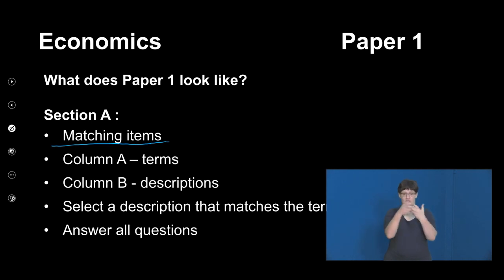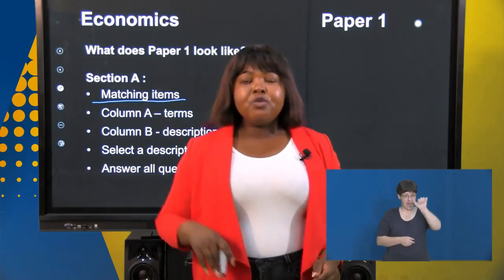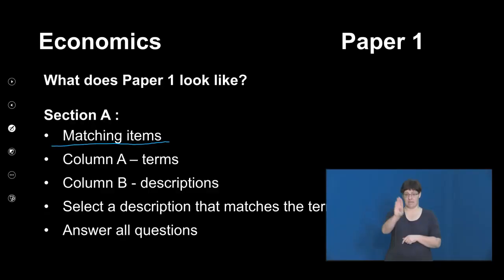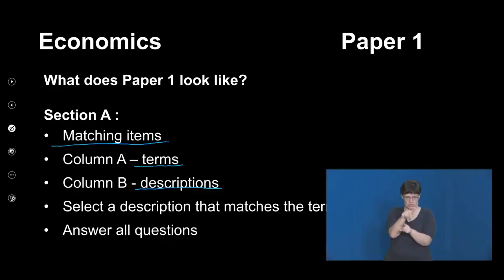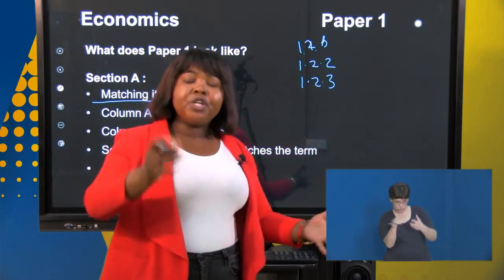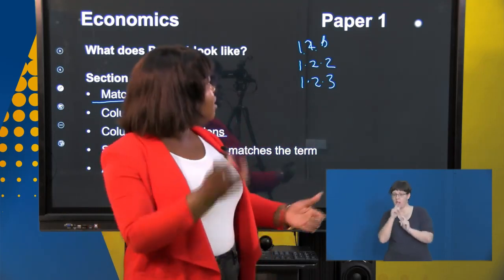Then we move on to the second section of the paper, which is our matching items. Here, boys and girls, you are given 2 columns, column A and column B. Column A gives you the terms. Column B is the description of the terms. I would encourage you to first read column B, and then look for the answer in column A. What do you do in the exam? You write your question numbering, so it becomes question 1.2.1, 1.2.2, 1.2.3. You go to your question paper, you read the description in column B, and you look for the answer in column A.